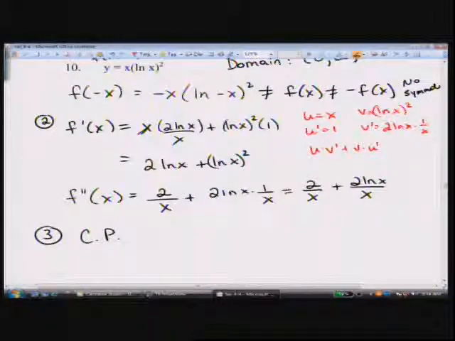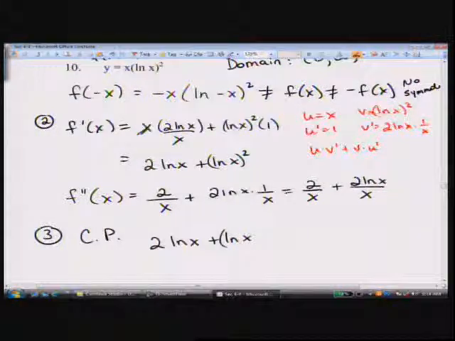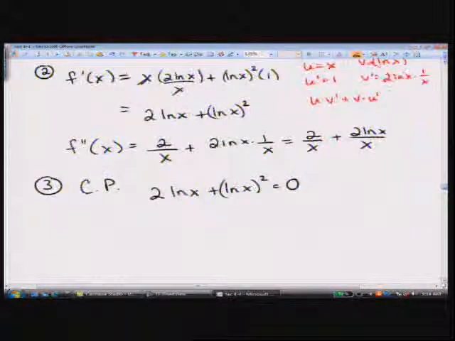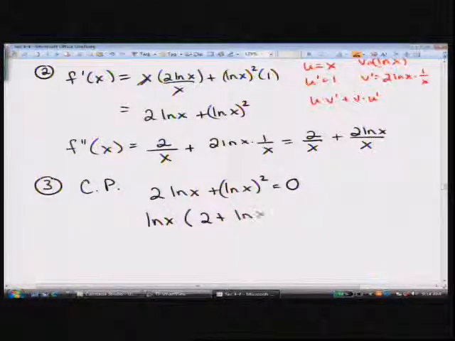Yes, that's much better. Set your derivative equal to 0. So 2 ln x plus the ln of x quantity squared equals 0. This looks kind of scary, but it's really not so bad. What you're going to do is factor this. So this will be ln x parenthesis 2 plus the ln of x equals 0, right?